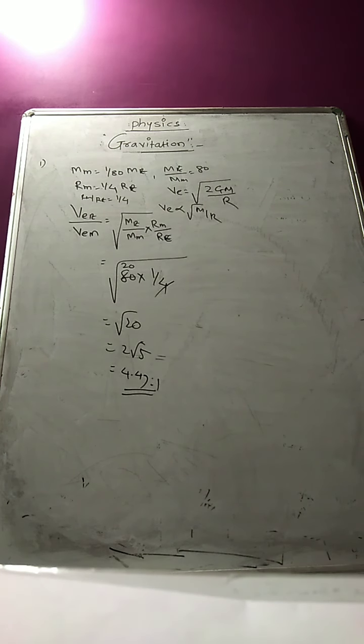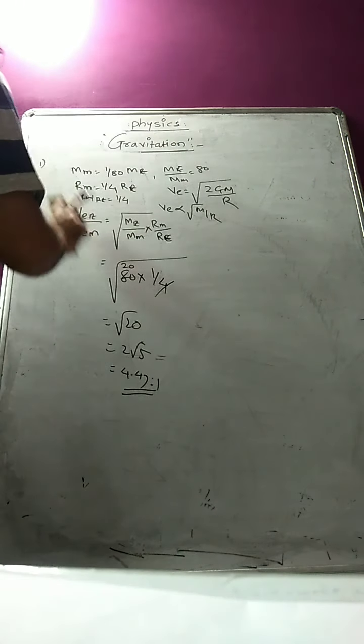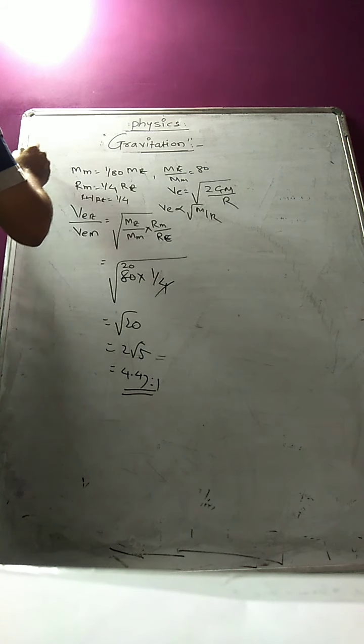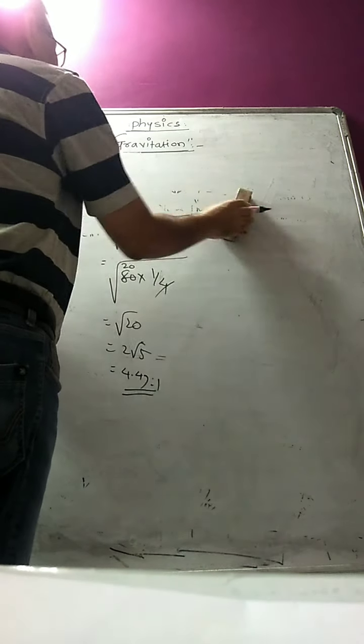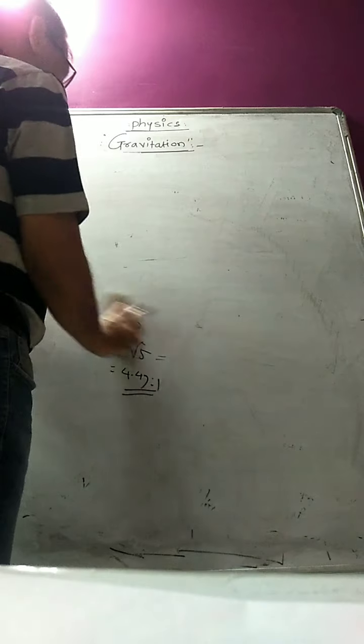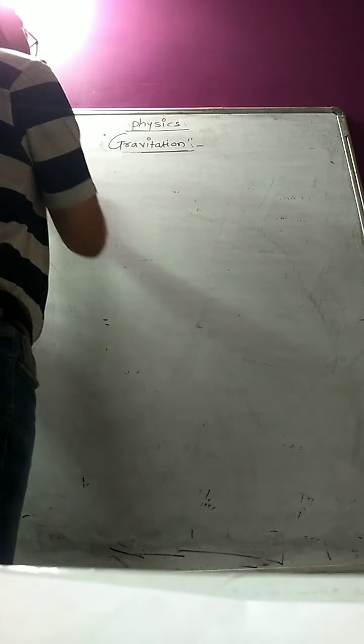Again write down the next question. We can calculate the escape velocity. Find the escape velocity of a body from the surface of Earth. That was the third problem. Now we can proceed to the fourth problem. So you write down.